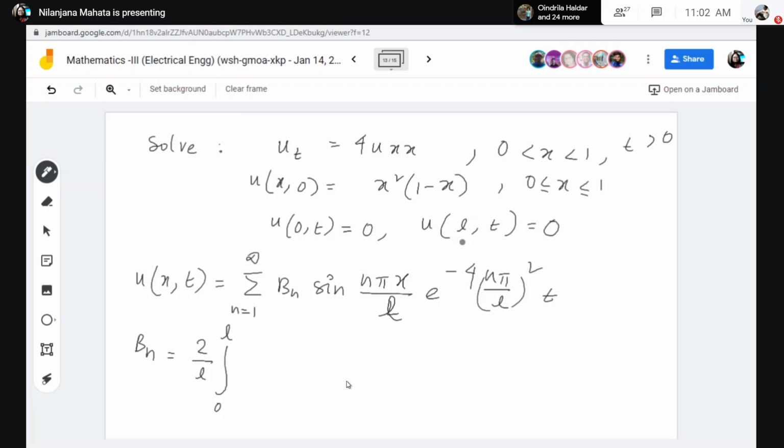I think there is a printing mistake in the page. If this is L, then this should also be L, or otherwise it should be 1. Your limit for x is 0 to 1, so this should be either 1 or L. Okay, so take this as 1. So your L will be 1, okay, fine.